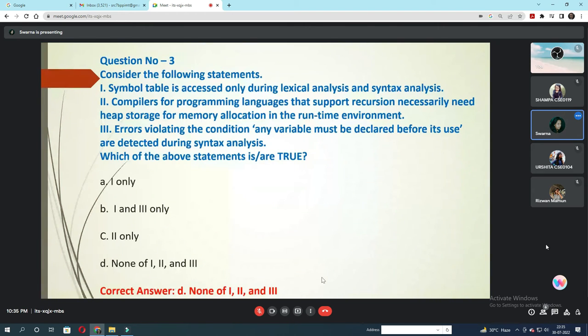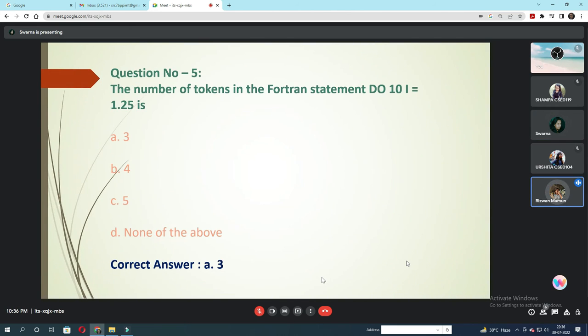Now question number 3. Consider the following statements. The symbol table is accessed only during lexical analysis and syntax analysis. Compilers for programming languages that support recursion necessarily need heap storage for memory allocation in the runtime environment. Errors violating the condition that any variable must be declared before its use are detected during syntax analysis. Which of the above statements is or are true? The correct answer is none of these, statements 1, 2 and 3. Yes, thank you, Shona.